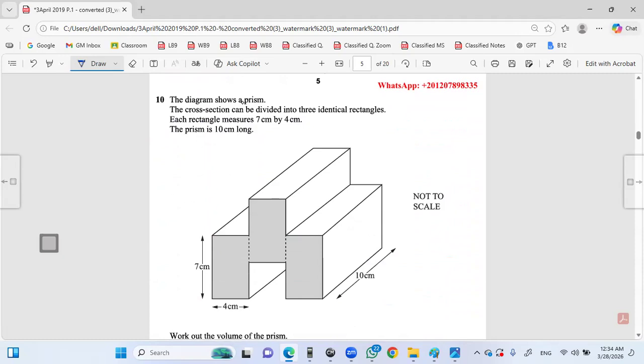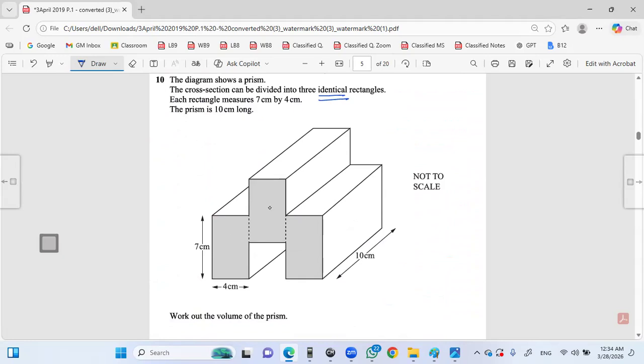Here they're telling you the diagram shows a prism. The cross-section can be divided into three identical rectangles. Focus on the word identical. This means that the three of them are equal. Each rectangle measures 7 centimeters by 4, given to you here in the diagram. The prism is 10 centimeters long. Here it is. The length of the prism is 10 centimeters.